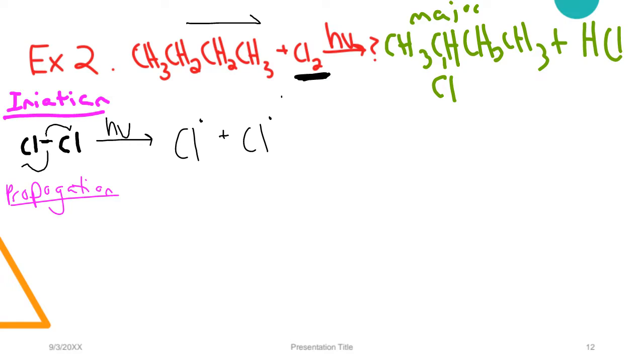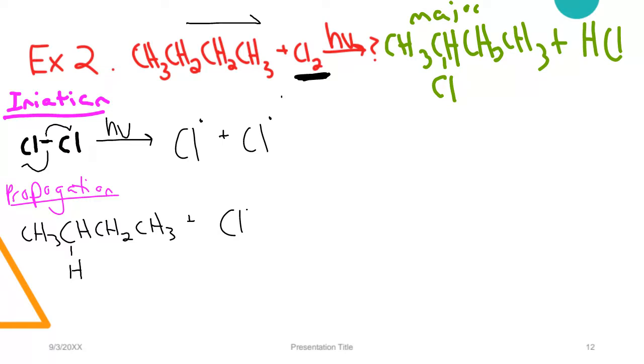Okay, so now that I have this chlorine radical, now it's going to attack my alkane. And when you do these mechanisms, you're going to want to show the CH bond that is breaking, just so you can show where your electrons are going. But this is just the same as this. I just emphasize that CH bond here.